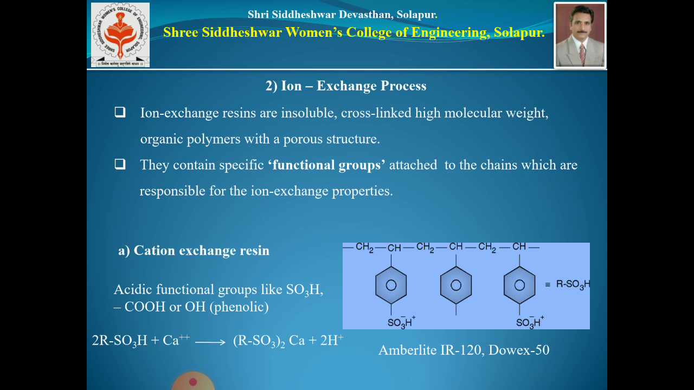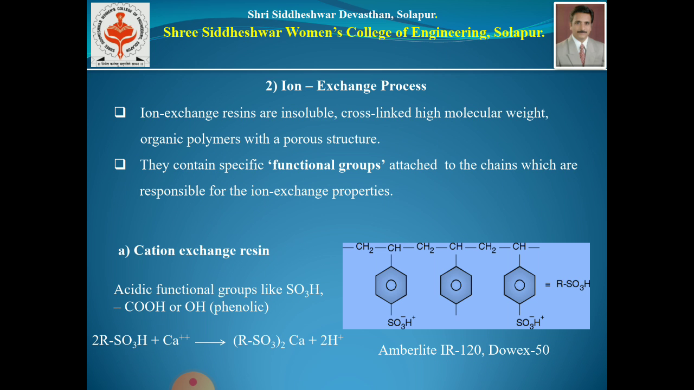There are 2 types of resin powders we have to use. First, cation exchange resin to remove the cation part of the salt causing hardness. The structure of a sample cation exchange resin is shown here. Commercially, these are available as Amberlite IR 120, Dowex 50, etc. These contain acidic functional groups like sulfonic, carboxylic, or phenolic OH group.